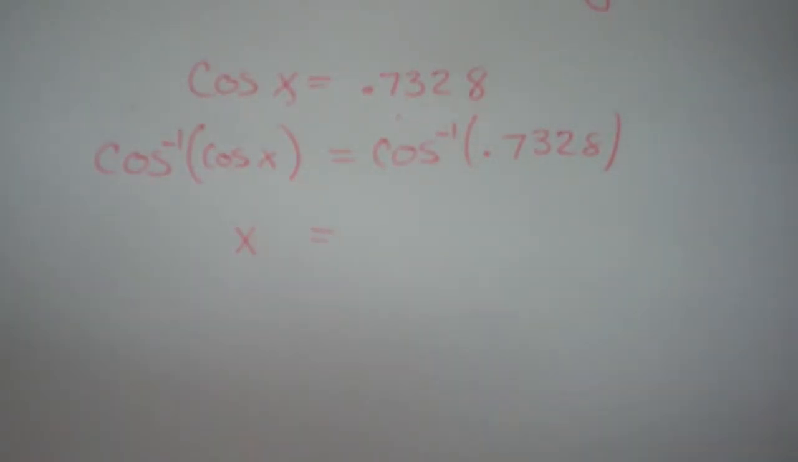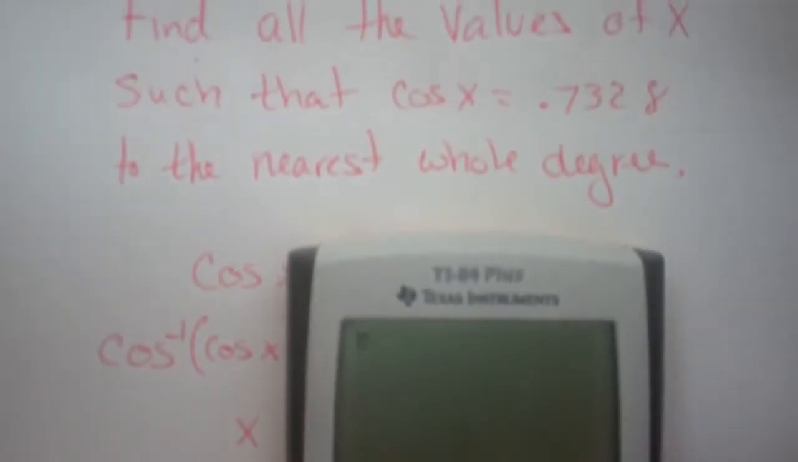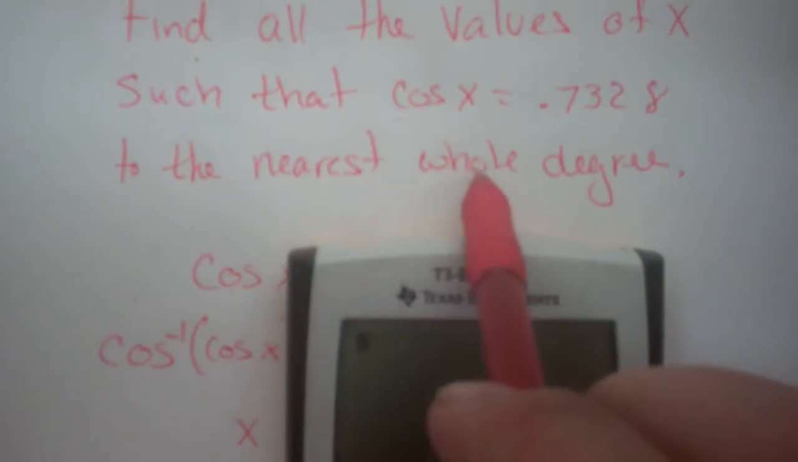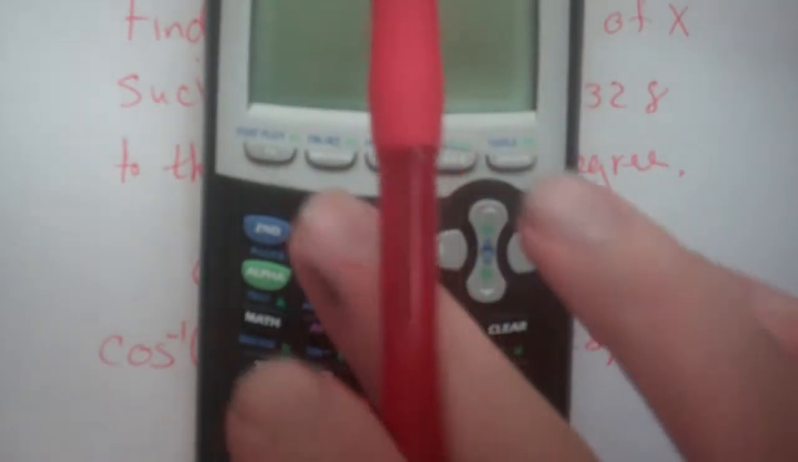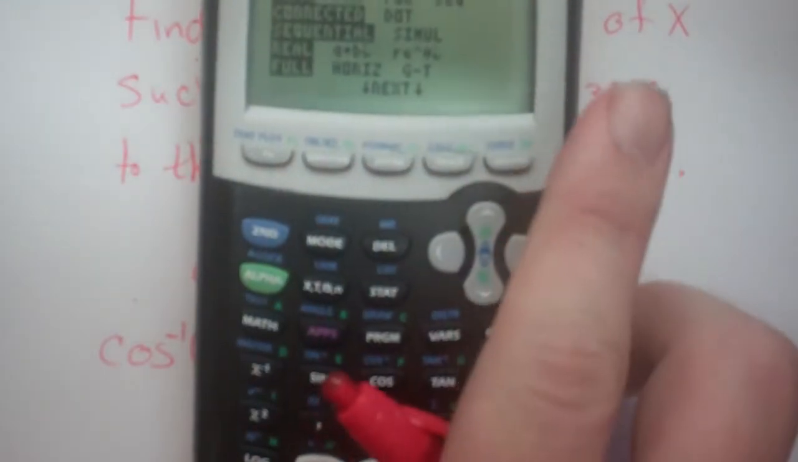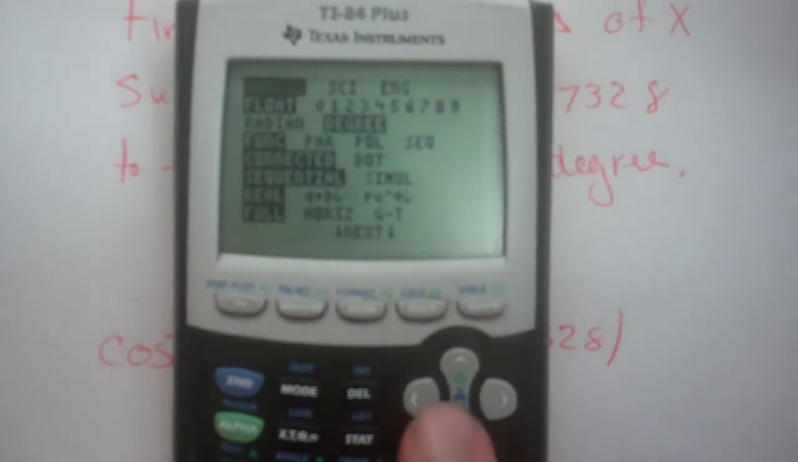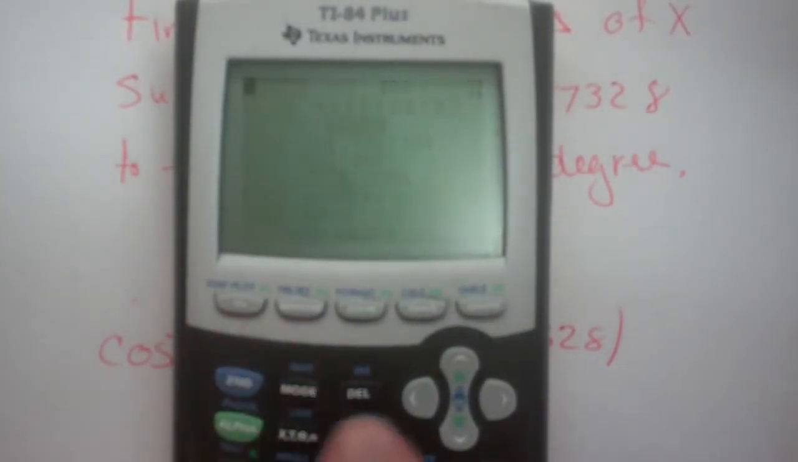So I'm going to bring out the calculator, and I'm going to make sure my calculator is on degrees. Why? Because it says in the problem that we want the answer to the nearest whole degree. So make sure that your calculator is on degrees. So we're going to go to mode. And under mode, it gives us a choice of radians and degrees. This one is on degrees. And so we can back out of there, second quit.